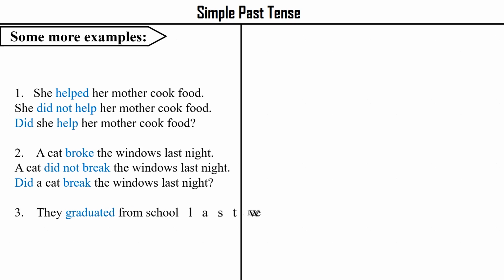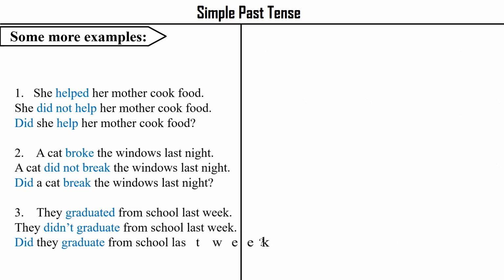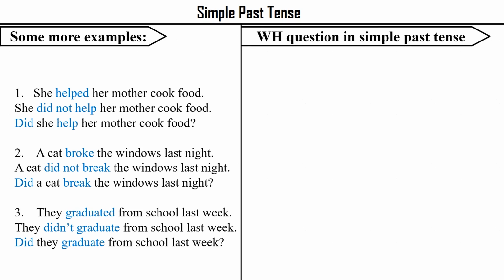They graduated from school last week. Positive form. They didn't graduate from school last week. Negative form. And did they graduate from school last week is the interrogative form. Okay, how to use WH questions in the simple past tense. We use WH words at the beginning of the question, the interrogative sentence.